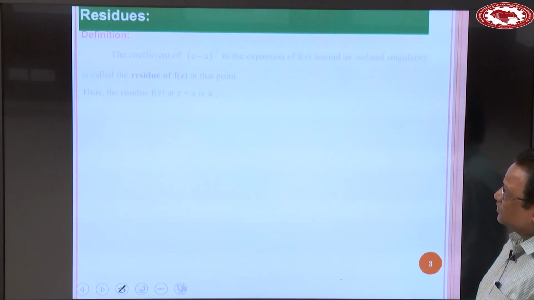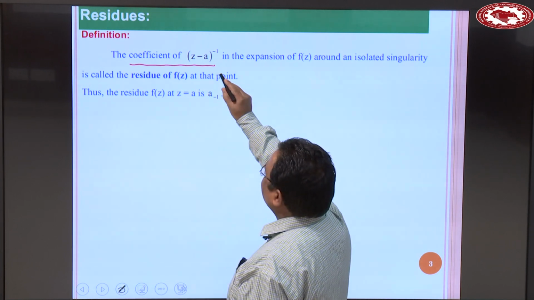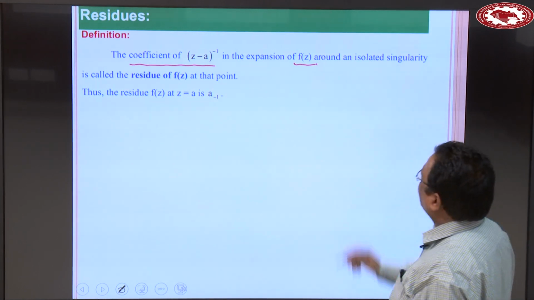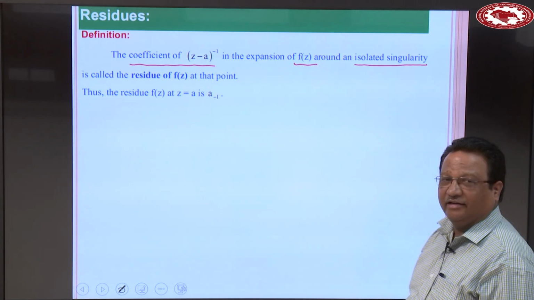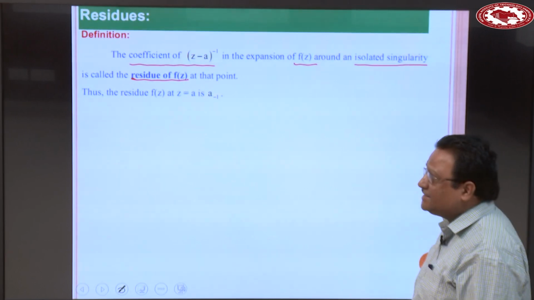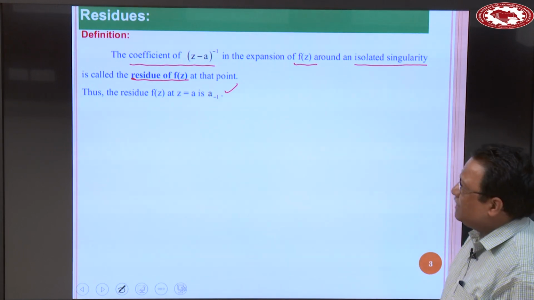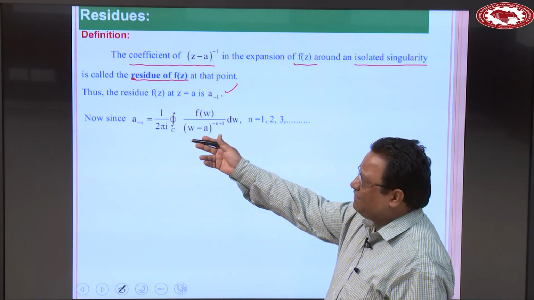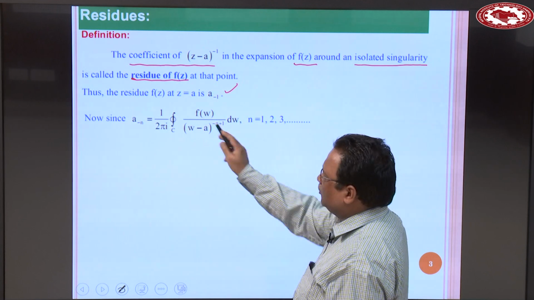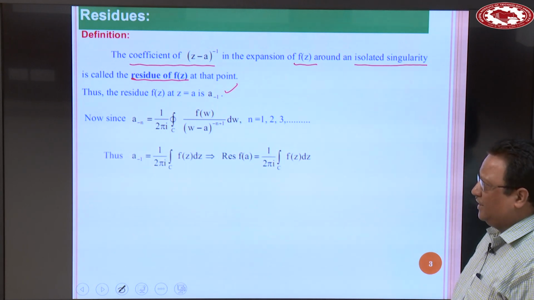Okay? The definition of residue: the coefficient of (z minus a)^(minus 1) in the expansion of f(z) around an isolated singularity is called the residue of the function f(z) at that point. This means the residue of f(z) at z equal to a is a_(minus 1). And since we know a_(minus n) is equal to 1 over 2 pi i integral over closed curve C of f(w) over (w minus a)^(minus n plus 1) dw, where n varies from 1, 2, 3 and so on. Now, put n equal to 1.